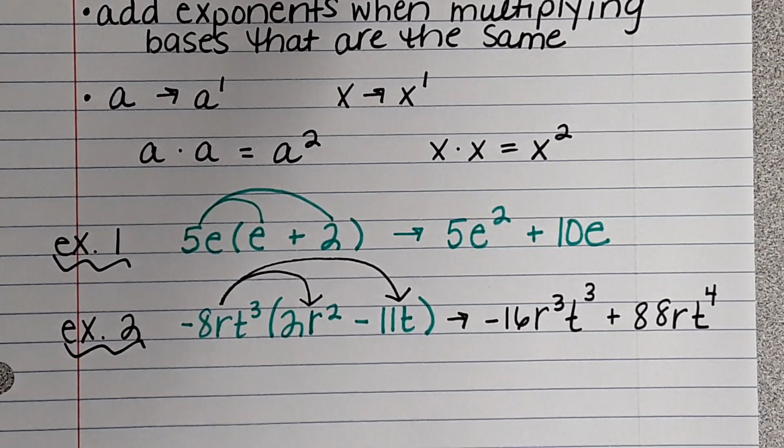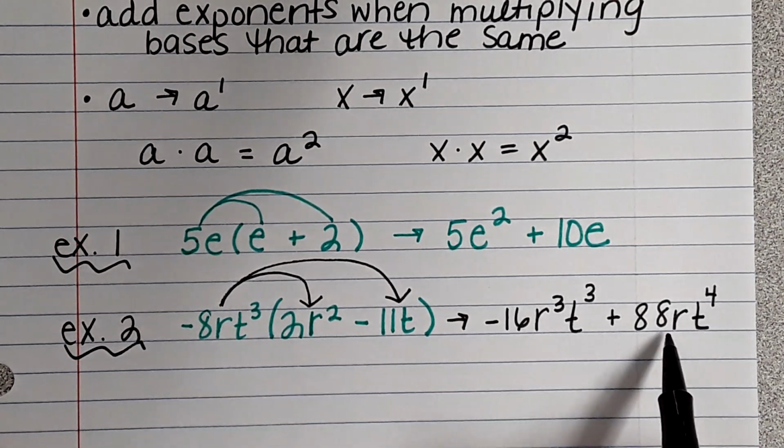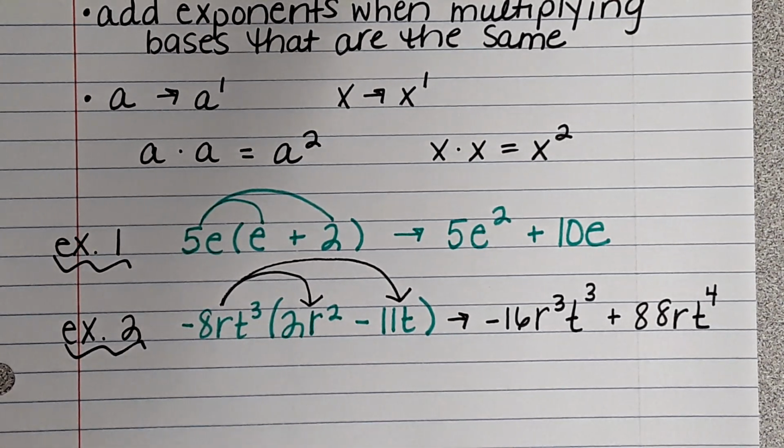Wait, so... Go ahead. What about the r? Because there was an r in the 8r, I still have to carry it over. You can't just leave it out. If it's there, you have to carry it over.